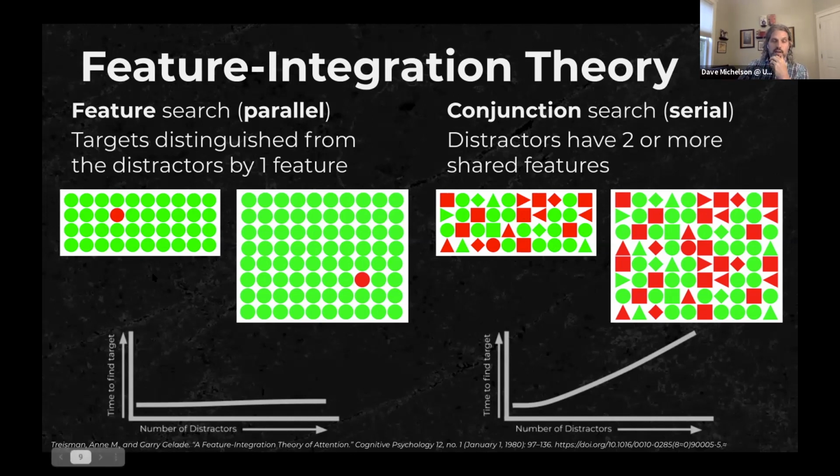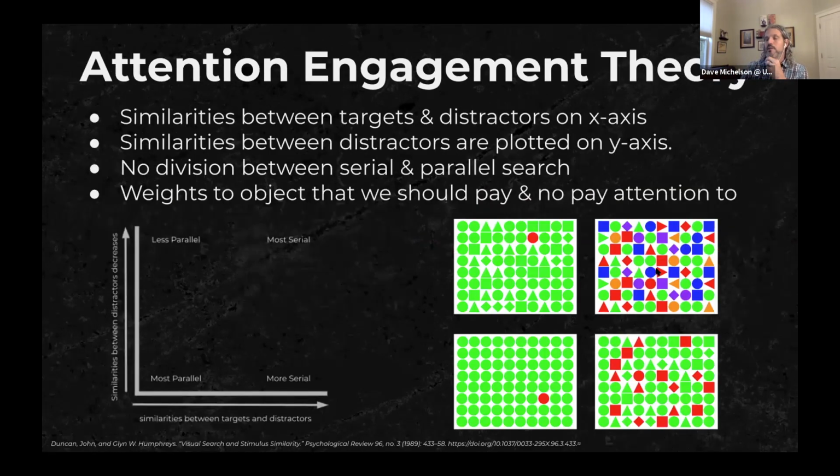In a feature search, as you add more distractors, the reaction time to find that target stays flat. The time does not change. In visual search, we call this a parallel search, and what happens is we see it and it all happens at one time. With the conjunction search, as you add distractors, the reaction time increases in a linear fashion. In other words, the conjunction search is harder. We call that a serial search, because you really have to look at each individual object to find the actual target.